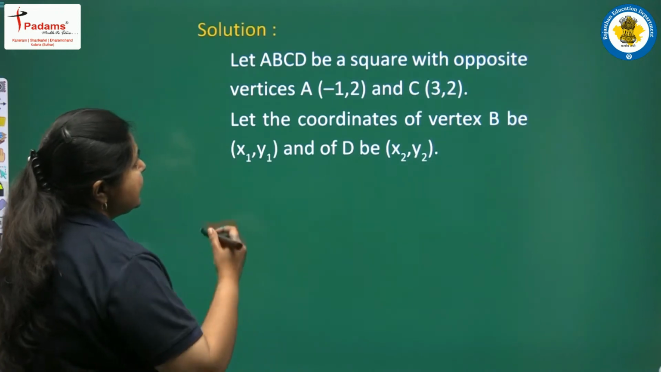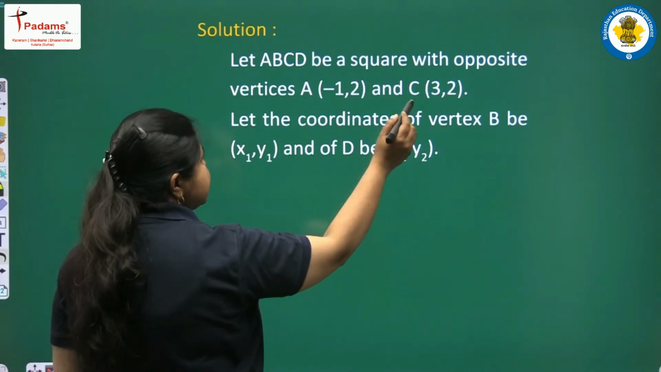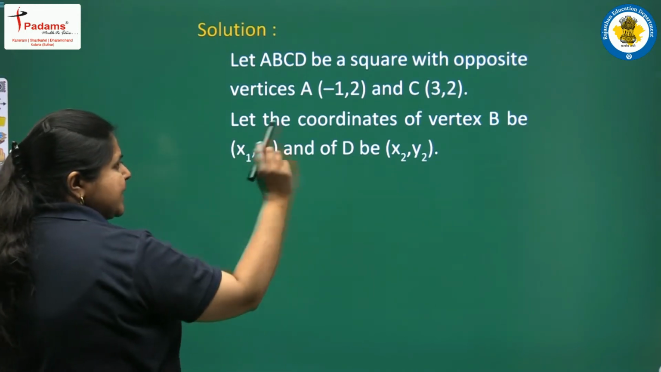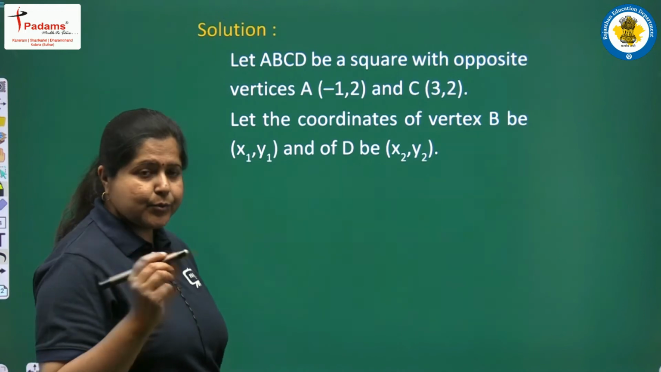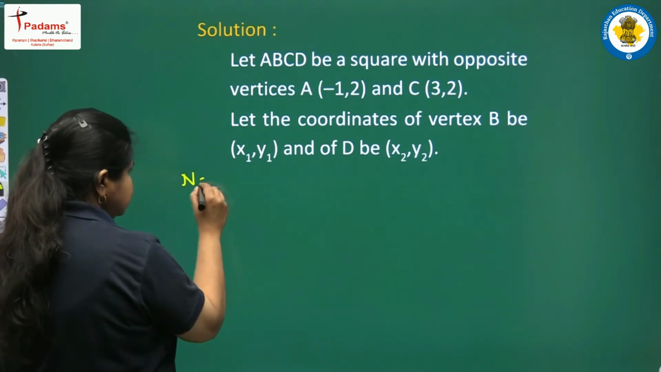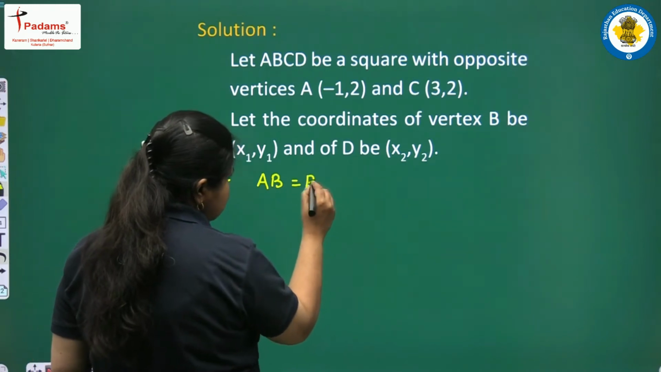We write it here. Let ABCD be a square with opposite vertices A and C. Let the coordinates of vertex B be x1, y1 and that of D be x2, y2. Now, AB is equal to BC.